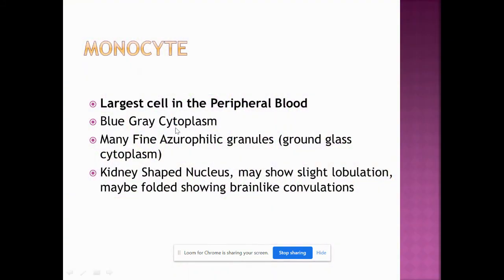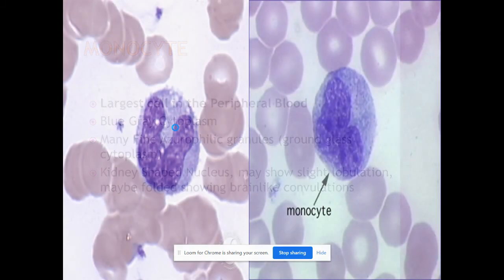Next, we have the largest cell in the peripheral blood. Okay, monocyte, that is the monocyte. The color of the cytoplasm of a monocyte is blue-gray, and the cytoplasm of a monocyte is called ground glass cytoplasm due to its many fine azurophilic granules. The nucleus of a monocyte is kidney-shaped and may show slight lobulation and may be folded, showing brain-like convolutions.